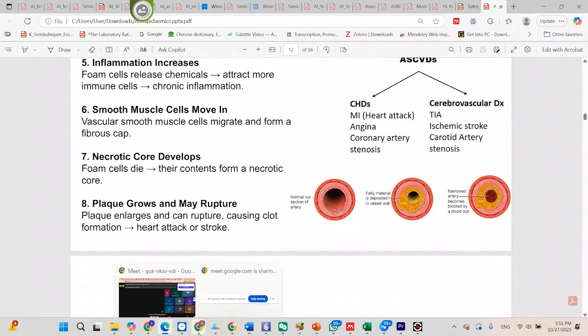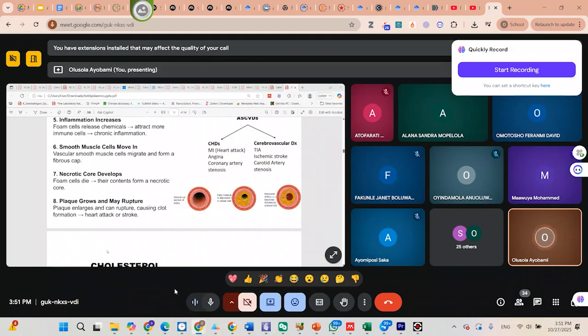So the essence of this is that your LDL can enter your damaged or inflamed endothelium, okay, and cause a cascade of inflammatory events that will lead to plaque formation, which can eventually rupture and cause heart attack or stroke.